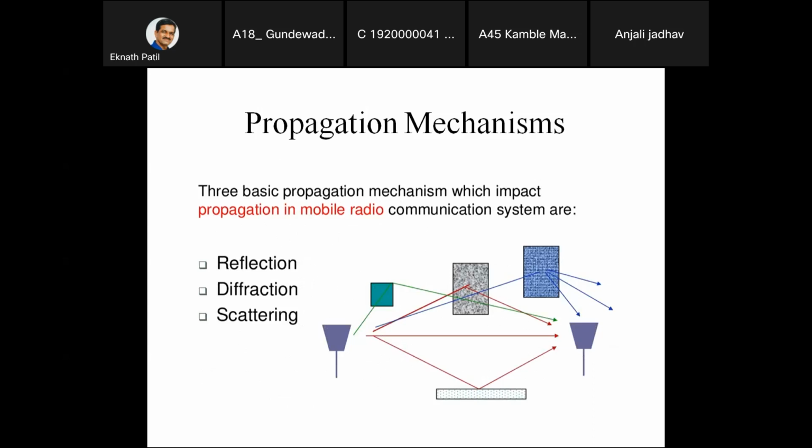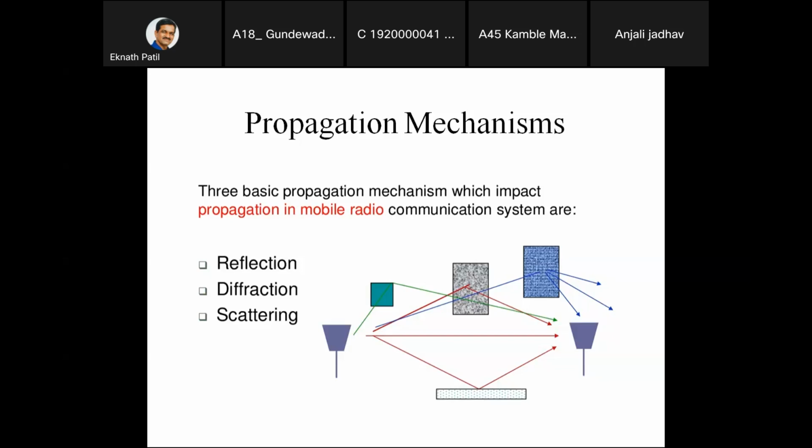As we know, propagation through the medium takes place, but whenever an obstacle is there, what will happen? There are three basic propagation mechanisms which impact propagation in a mobile radio communication system. If there is a wall and we transmit the signal, it is reflected back, diffracted, and scattered. These are the three possible ways the electromagnetic wave may propagate towards the receiver.